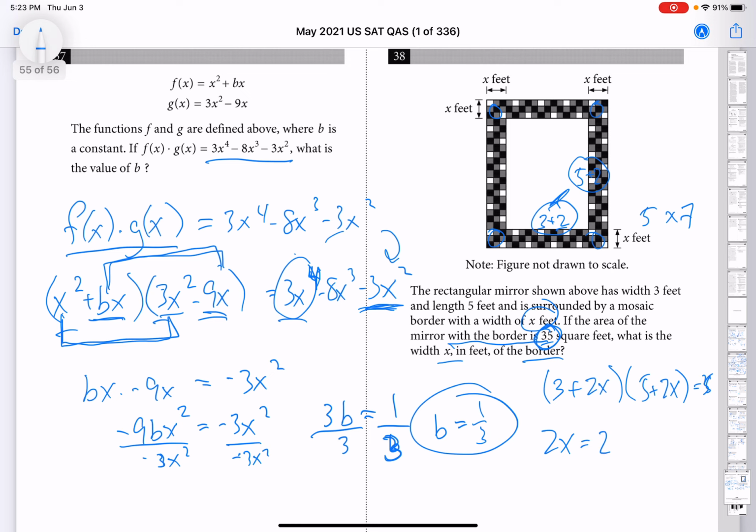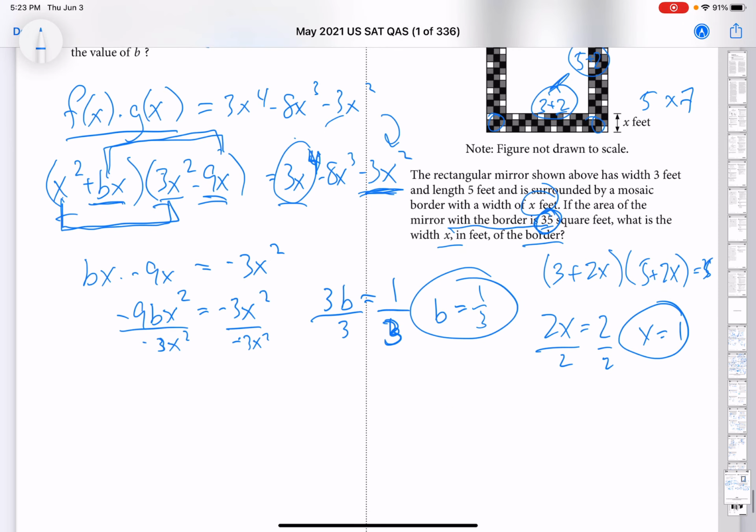2x is equal to 2, divide both sides by 2, and x is just equal to 1. So for 38, the answer should be x equals 1. We could try to use a quadratic over here to solve it. We have some time, so why not?